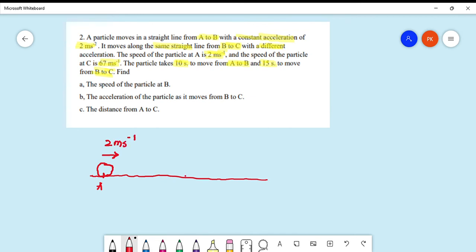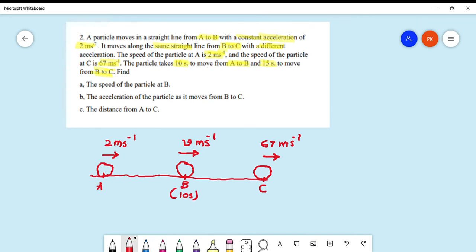Then from A it goes to B with a particular constant acceleration, and it is taking 10 seconds to move from A to B. So let me take the velocity or the speed at B as v meters per second, which I have to find out in part A. And then it travels from B to C with another constant acceleration, and when it reaches C, its velocity is 67 meters per second.